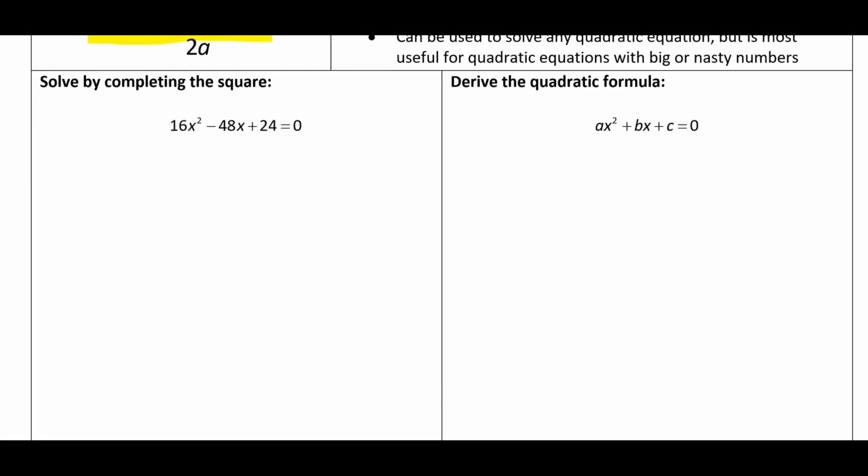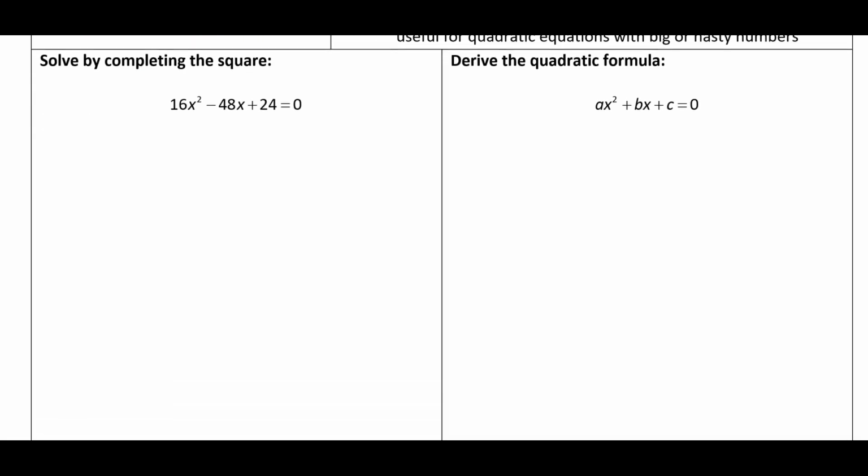So let's start looking over here. I have a problem with completing the square and I have deriving the quadratic formula. Hopefully the first thing you notice is that the only difference between the left and the right side is that the left side has numbers and the right side doesn't. So we're going to do both problems at the same time so that you can see numerically what's happening. Starting with the left equation, 16x squared minus 48x plus 24 equals 0.